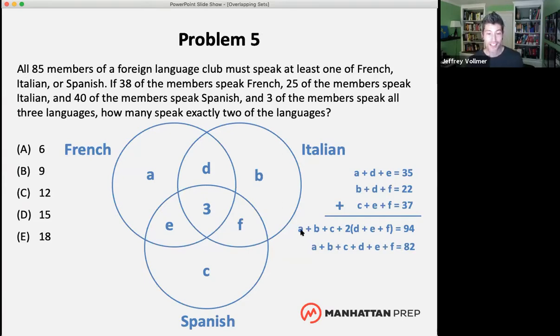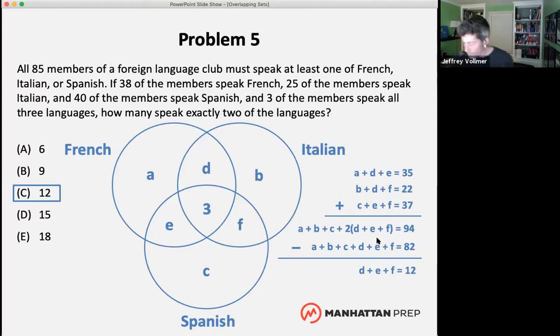And now you can subtract these two equations with 6 variables. And what will remain is a single D, E, and F. And D plus E plus F represent all the people that speak exactly 2 languages. And that is answer 12 again. Yeah, so who wants to do that? Nobody. So another reason to run away.